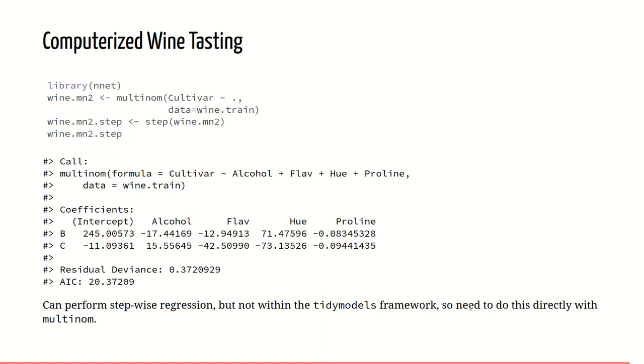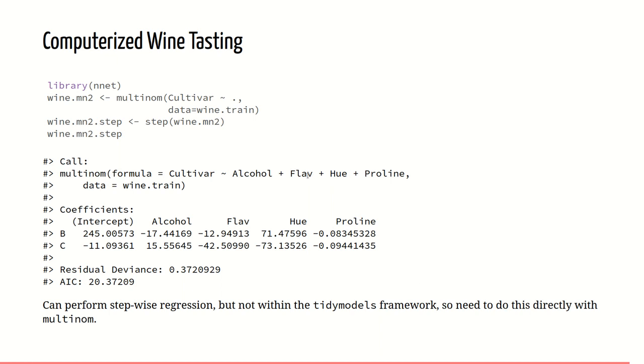Now, just like with logistic regression, we may also want to do stepwise regression, and we can do that in the same way. The only trouble is that you have to do it outside of the tidymodels framework because it doesn't work within it. So you'll have to fit it with multinom and then run your step, and it will reduce the model down. You can see here that it's reduced it down to just 4 parameters: alcohol, flav, hue, and proline.